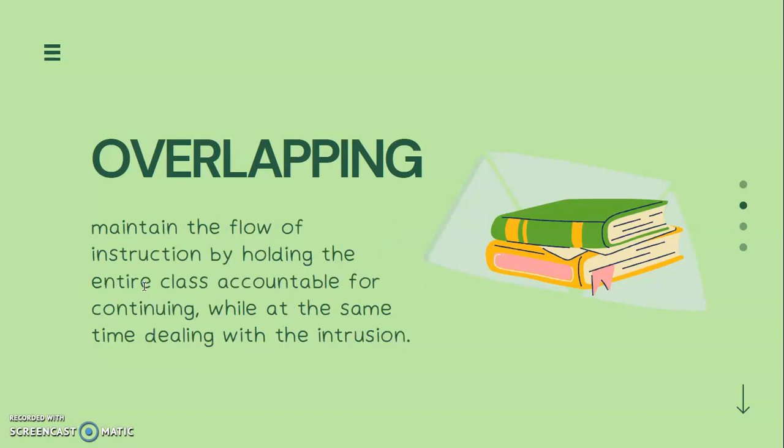Okay, so next is we should maintain the flow of instruction by holding the entire class accountable for continuing while at the same time dealing with the intrusion. Let's say for example, meron yung mga speakers inside the classroom tapos mag-announce sa PA system, so public announcement system. So while you are discussing, mo kalit og intrude like that. So unsaon man nato na siya.